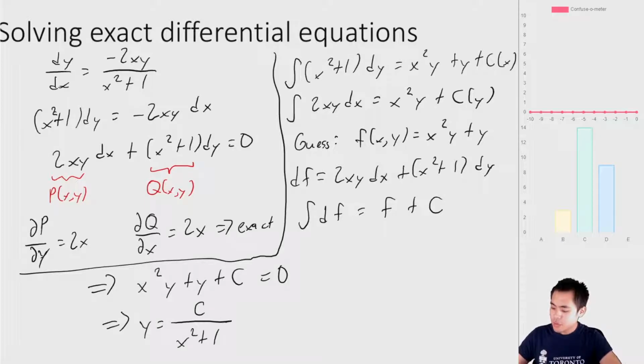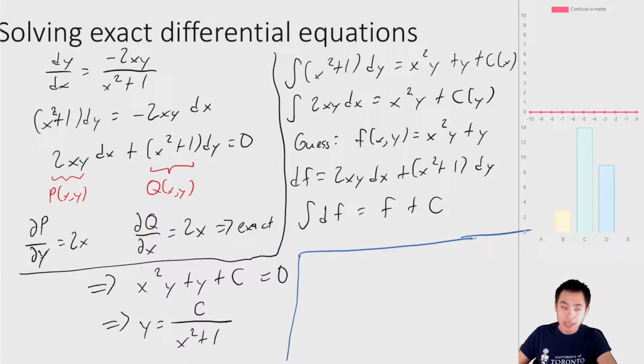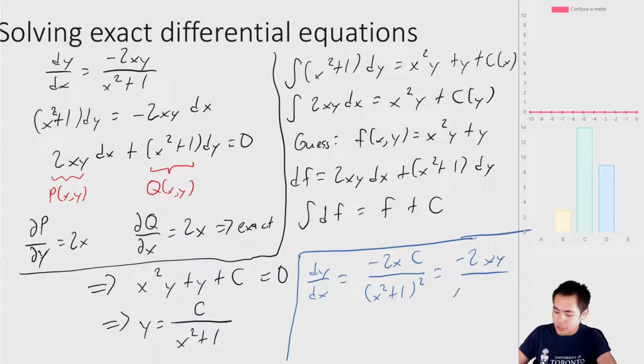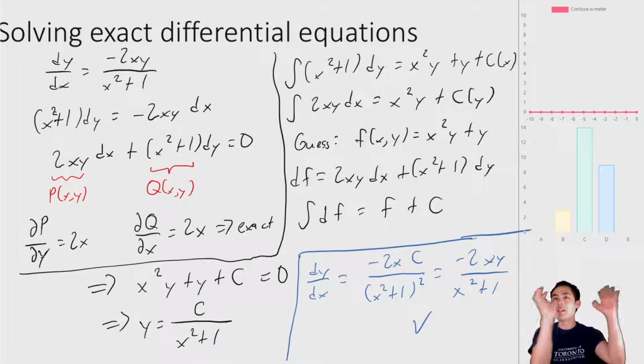Now, you can also double check that this is actually the right answer, and the way you do that is you just plug it back in. When you plug this back in, what you get is that dy/dx is equal to −2xc over (x² + 1)², which happens to be equal to −2xy over (x² + 1), so this does work.